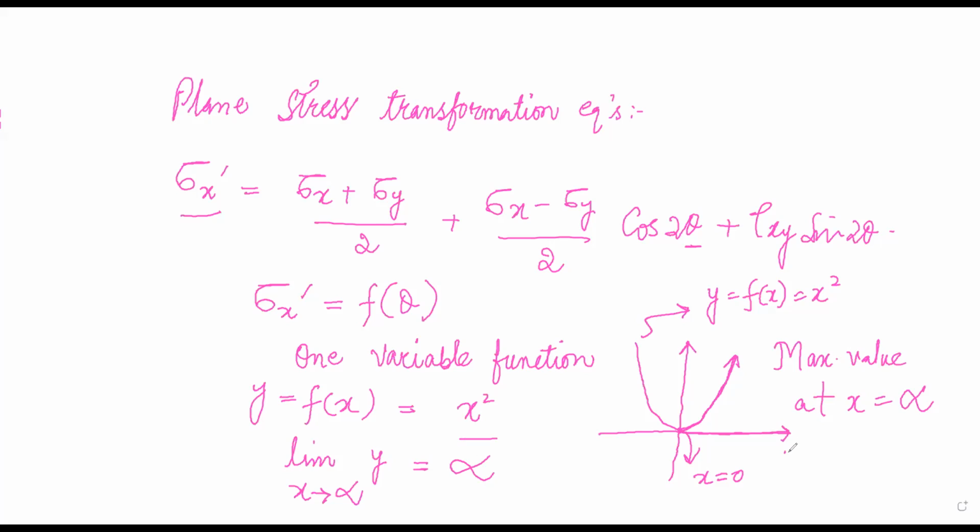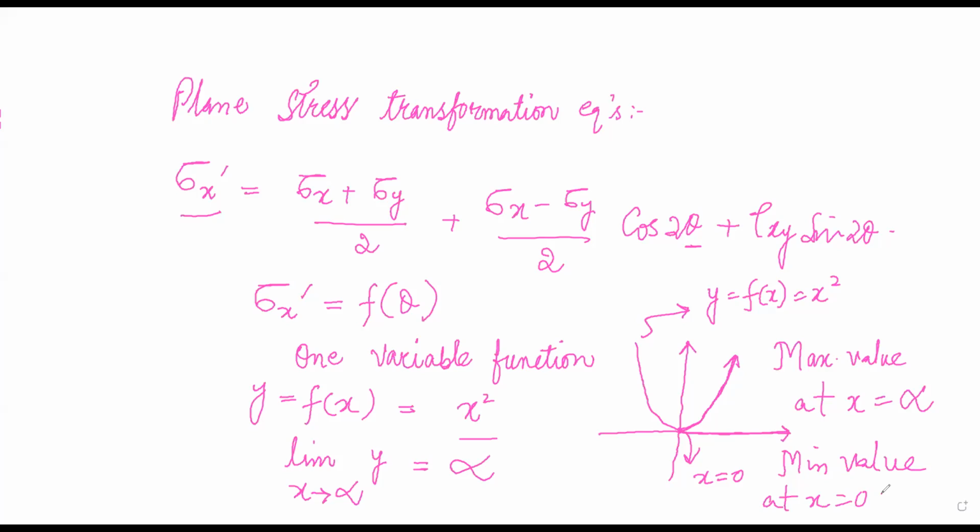And this function has a minimum value at x equal to 0. Okay. So whenever we have a single variable function or a multi-variable function, they always have a minimum value and a maximum.